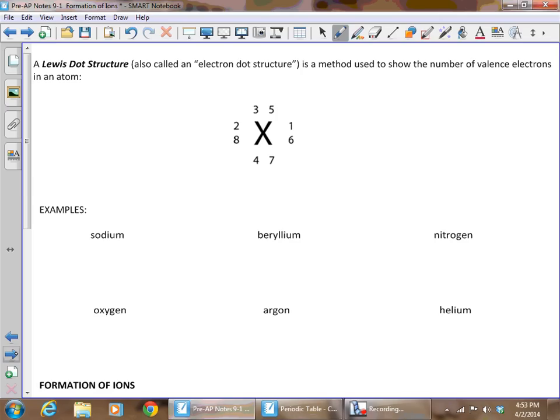Those valence electrons are so important to us that we actually have a structure called the Lewis dot structure, where we put dots around the symbol of the element. We put the symbol in the place of this X, and we represent the valence electrons with dots. Those dots go in order in the numbered positions shown here. The first one on the right, the second one on the left, the third one on top, the fourth one on bottom, and then we go to the top, 5th, clockwise, 6th, 7th, and 8th.